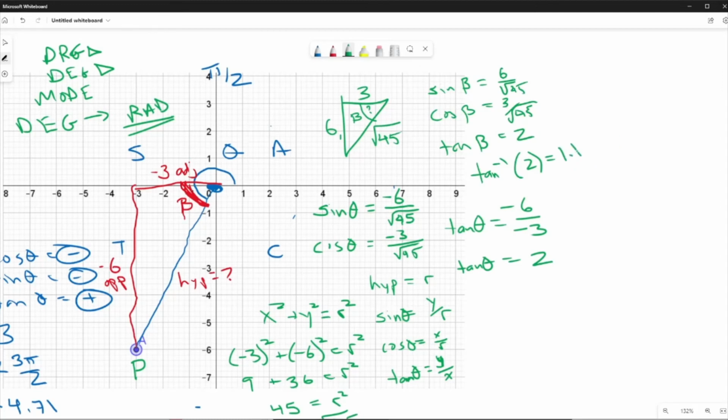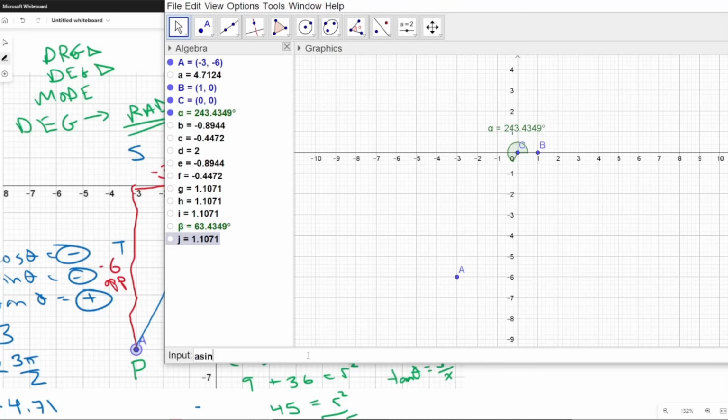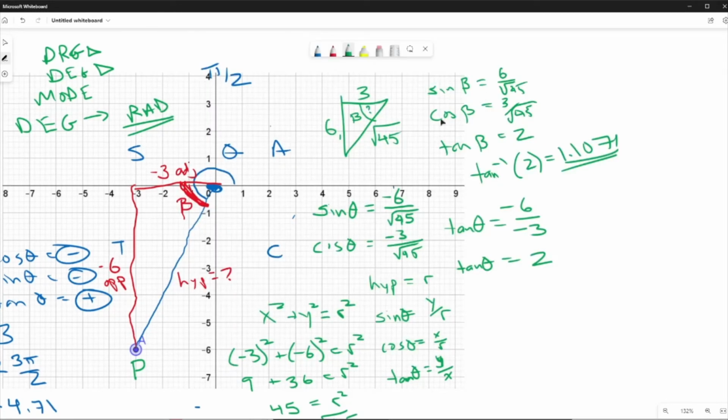So 1.1071, and that's my answer. Now, I could have worked with sine or cos too, right? Let's just quickly show. Arc sine of 6 over square root 45 is the same number. Sorry, I switched it to degrees, so now it's going to give me everything in degrees. Okay, and arc cos of 3 over square root 45 is going to give me the same number. So you are free to work with sine or cos or tan. It does not matter, right?